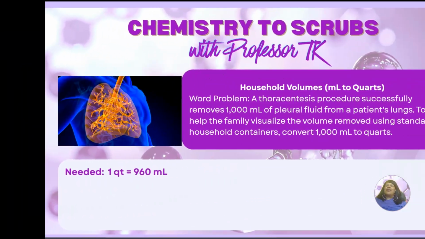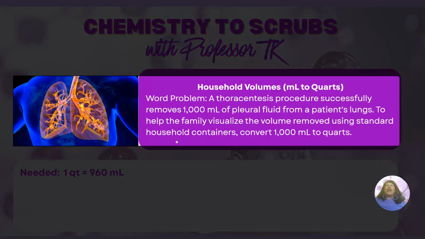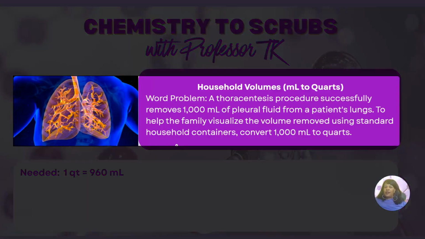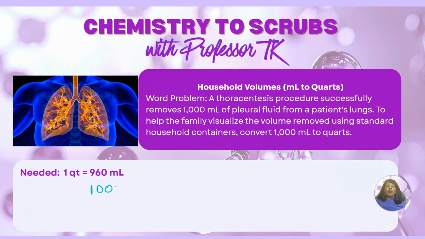And here is the next example. Household volumes. So now you're going from milliliters to quarts. A thoracentist procedure successfully removes 1,000 milliliters of pleural fluid from a patient's lungs. To help the family visualize the volume removed using standard household containers, convert 1,000 milliliters to quarts. So in this case, they removed 1,000 milliliters, right?